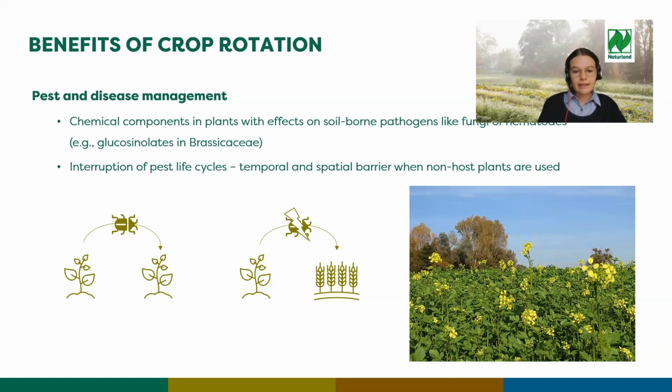And secondly, a diverse crop rotation can lead to an interruption of pest life cycles, meaning that there's a temporal and spatial barrier between non-host plants used. As shown here in this little sketch, if you always use the same crops, the pest population can just thrive on it. But if you also plant non-host plants, the population will disappear or move to other host plants outside of the greenhouse. And this is applicable to low mobility pests with a small host range.